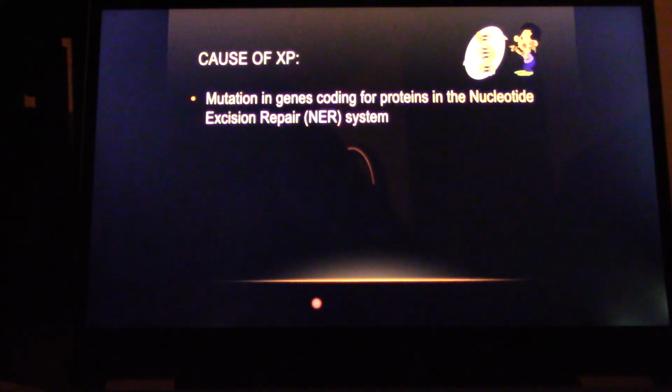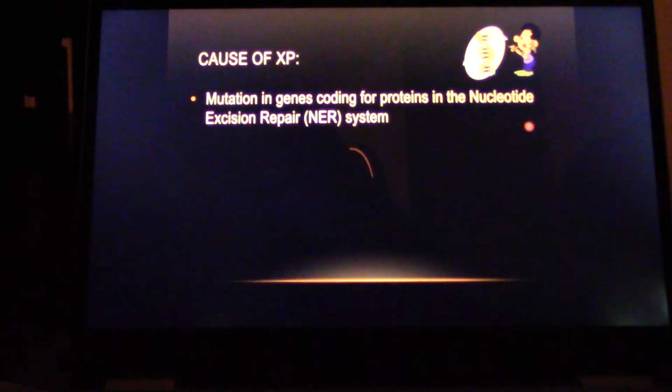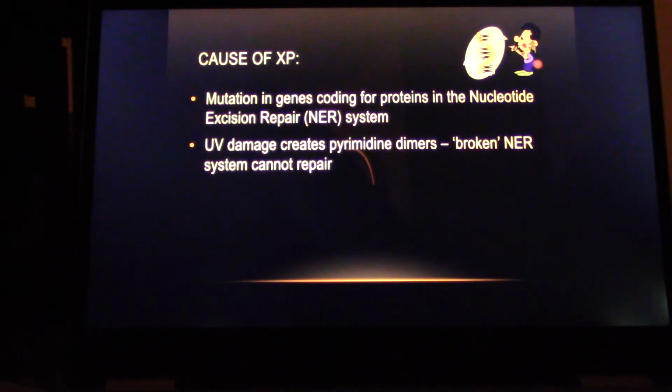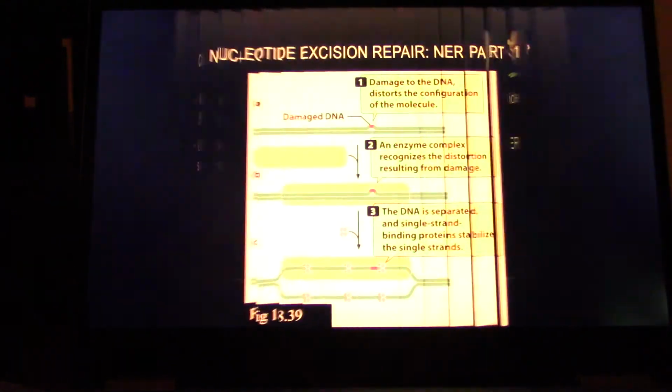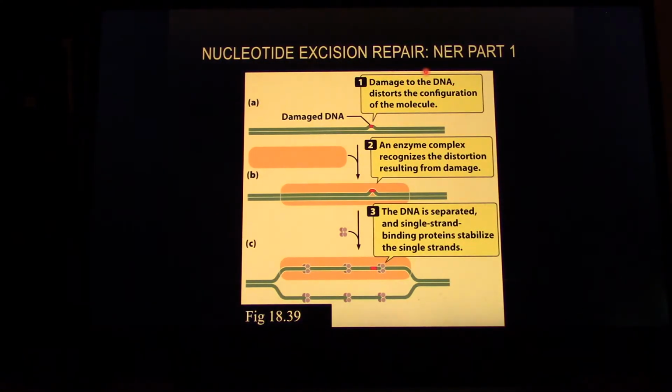Cause of XP: mutation in genes coding for proteins in the nucleotide excision repair pathway or system. UV damage creates pyrimidine dimers. Broken NER system cannot repair them. So here's how an NER is supposed to work. You get damage to the DNA. It distorts the configuration of the DNA molecule, shown here in red.